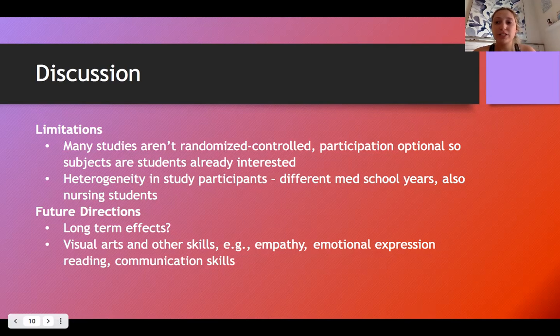Lastly, more research is needed to understand the broad role arts and humanities can play in medicine. There's a plethora of research showing that health humanities courses improve empathy, emotional expression reading, communication skills, and more. Interdisciplinary learning is the direction medical education is moving, and I'm very excited to watch how medical schools will continue to adapt their curriculum to produce better doctors and doctors who can interpret more about their patients.